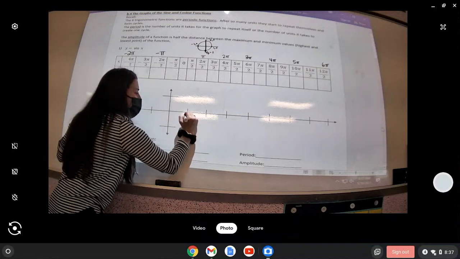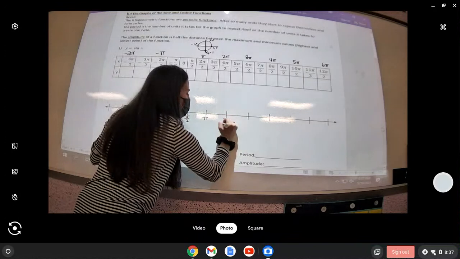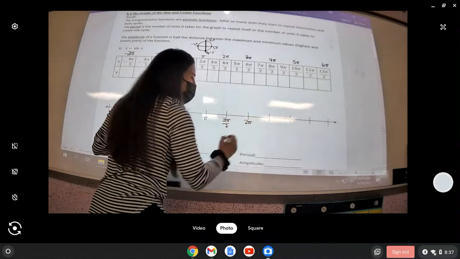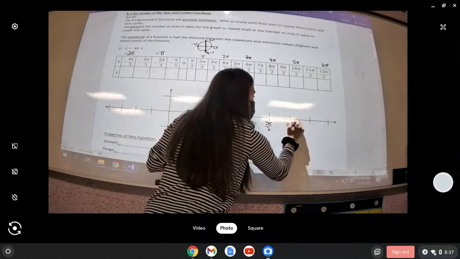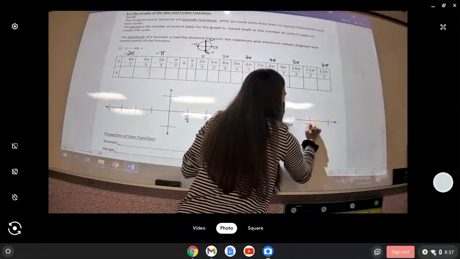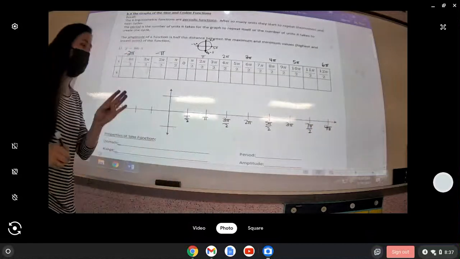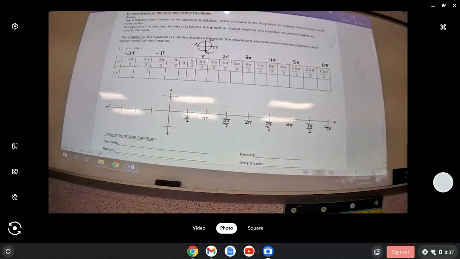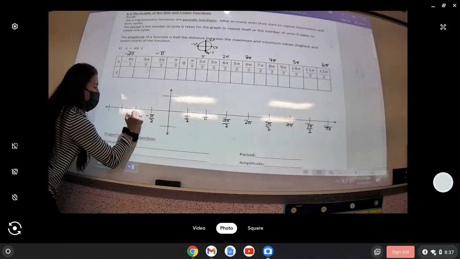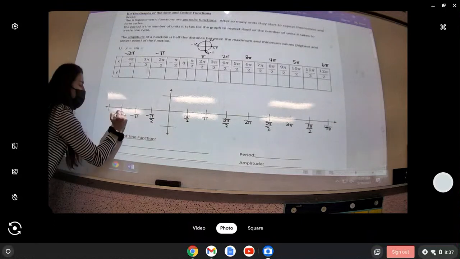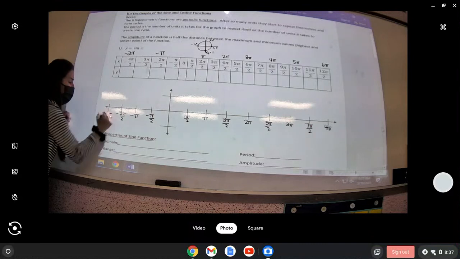So I got to label. 1 pi over 2, 2 pi over 2, 3 pi over 2, 4 pi over 2, 5 pi over 2, 6 pi over 2, 7 pi over 2, and 8 pi over 2. We're just counting by 1 pi over 2 as we go. That's our counting increment. Negative 1 pi over 2, negative 2 pi over 2, negative 3 pi over 2, and negative 4 pi over 2.